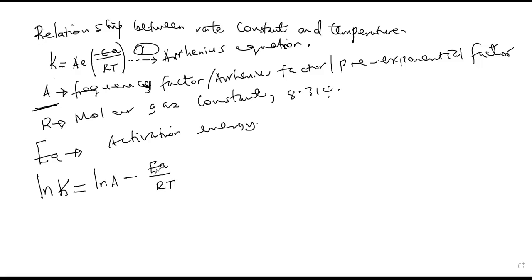Now, after having taken the natural logarithm, this expression is going to end up becoming 2.303 log 10 of K, if we write ln in terms of log 10, so we're introducing a factor 2.303 log 10 of K equals 2.303 log 10 of A. That is, we have eliminated ln, because ln is the same as 2.303 log 10. Then minus EA over RT.